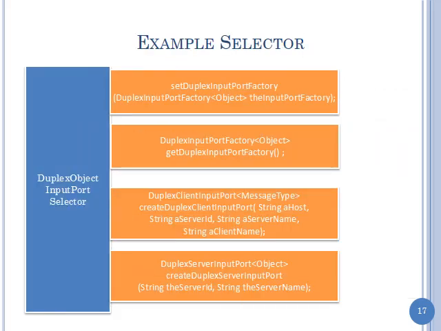Okay, so here's my selector. It has a set duplex input port factory, and it's also got a create duplex client input port. Okay, so it's exactly what I was talking about.